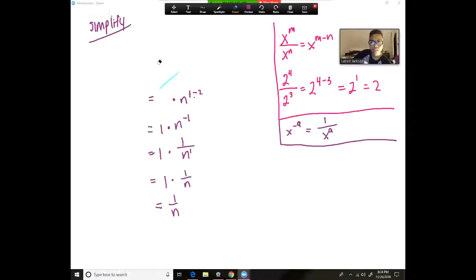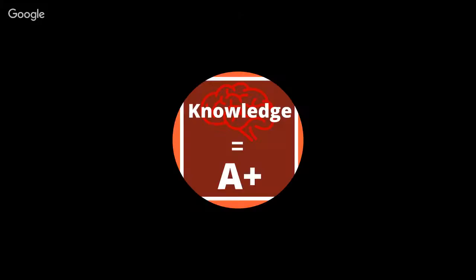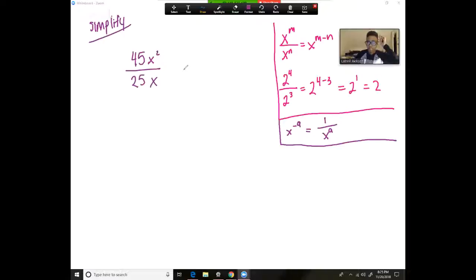So we're going to do now 45x squared divided by 25x. Once again, let's separate out the numbers and the variables. And we got 45 over 25 times x squared over x. Okie doke.